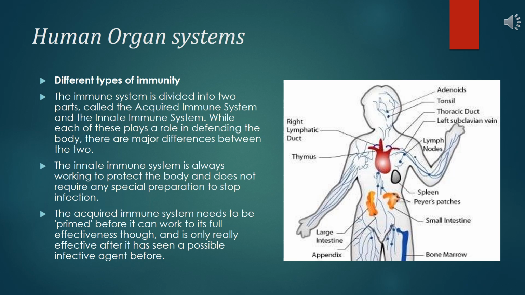Different types of immunity. The immune system is divided into two parts called the acquired immune system and the innate immune system. While each of these plays a role in defending the body, there are major differences between the two. The innate immune system is always working to protect the body and does not require any special preparation to stop infection. The acquired immune system needs to be primed before it can work to its full effectiveness, though, and is only really effective after it has seen a possible infective agent before.